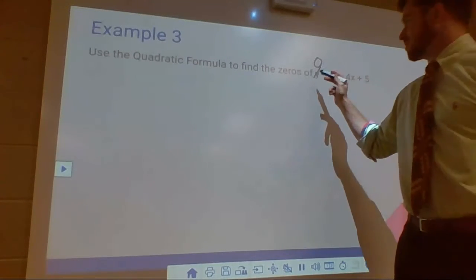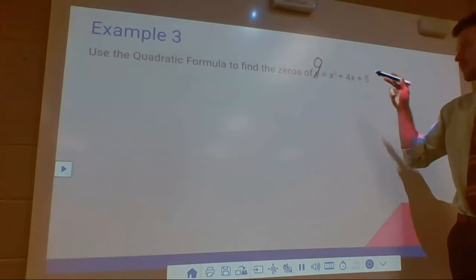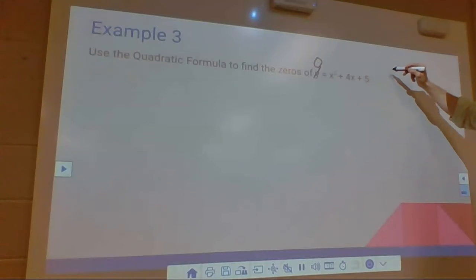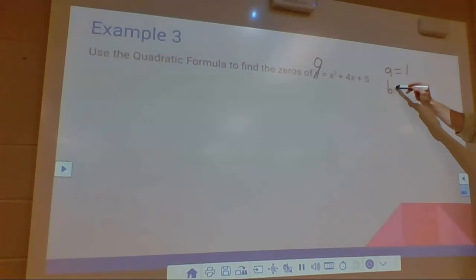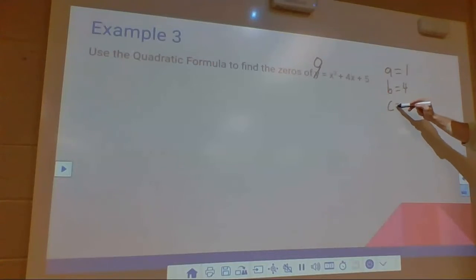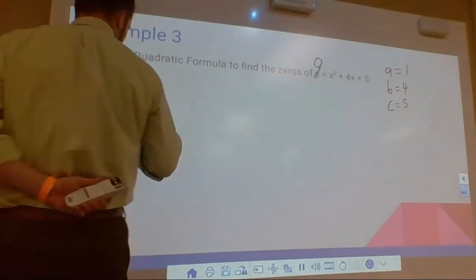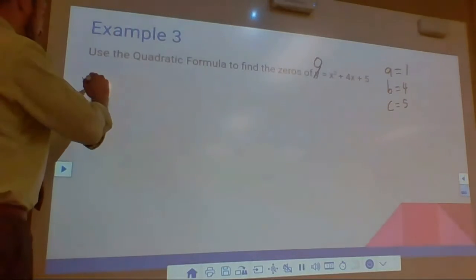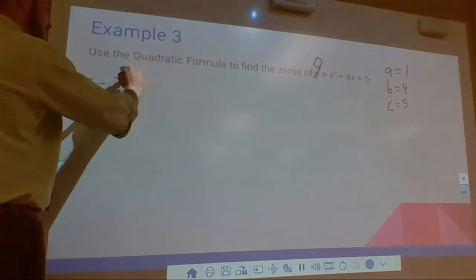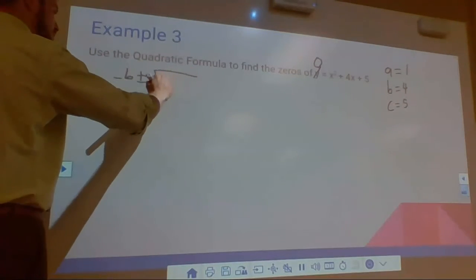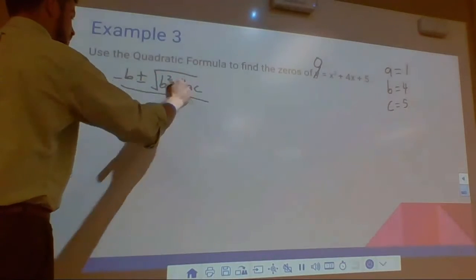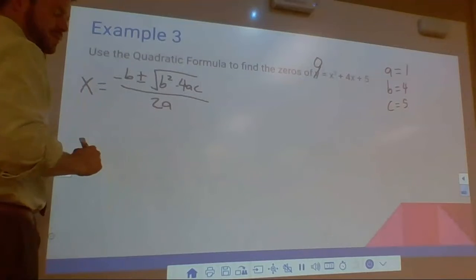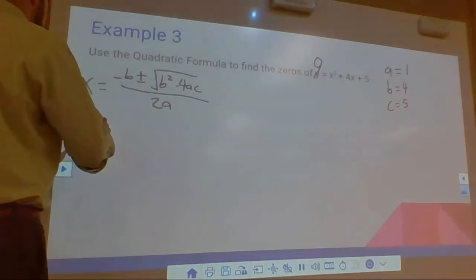So we're going to say 0 equals x squared plus 4x plus 5. So now I'm going to say A is 1, B is 4, and C is 5. And then we're just going to substitute that into our quadratic formula. So we got x equals negative b plus or minus the square root of b squared minus 4ac all over 2a. Hopefully you're starting to have that memorized.